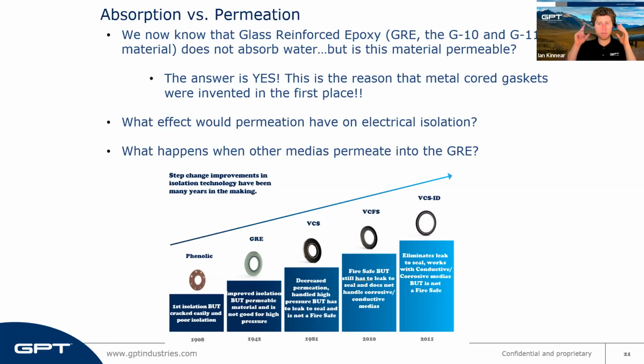And so it's worth bringing up with permeation. GRE laminated on a steel core was introduced as a solution to this, as steel is impermeable. So we no longer saw these leaks going all the way through the gasket. There's still permeation into the GRE itself, but it's no longer a leak. This is actually why metal core gaskets were invented. And it's not hard to make the leap that if media such as water permeates into the GRE at high enough pressures, this might have an effect and impact on electrical isolation, kind of like absorption. So it's just something to be aware of.